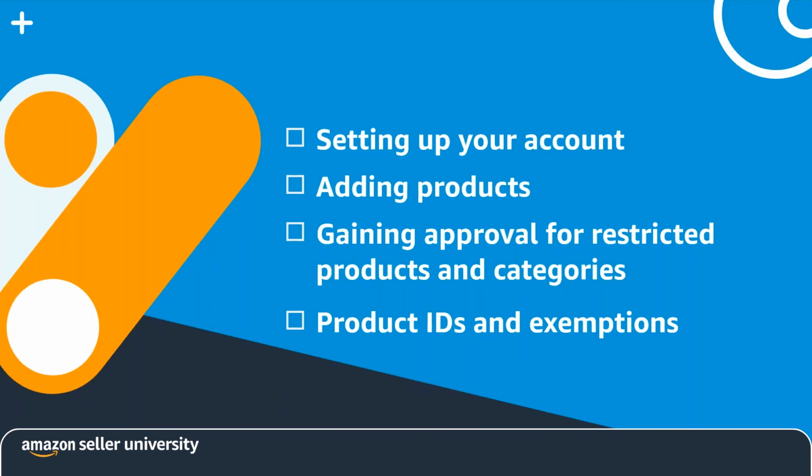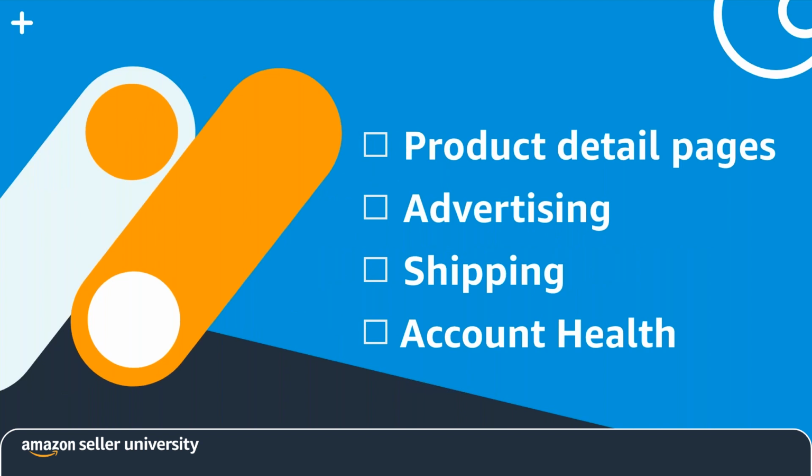Considering our topic today, we'd love for you to walk away with an understanding of how to set up your account at just a really basic level, best practices for adding products, what it means when products and categories are restricted, as well as an overview of what a product ID is and when you might request an exemption. We'll also touch on what the product detail page is, options for advertising to drive visibility to your products, and then shipping options and some metrics to keep your account in good standing.